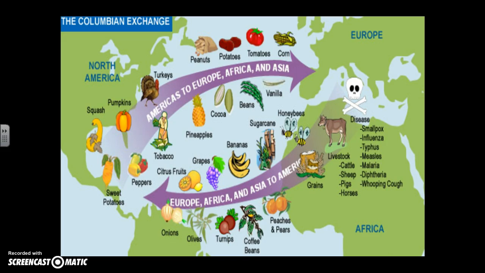But in Europe, sweet potatoes, peppers, squash, pumpkins, turkeys, tobacco, pineapple, cocoa, beans, vanilla, corn, tomatoes, potatoes, and peanuts did not exist in Europe or Asia or Africa. So only in North and South America did those things exist. So this is called the Columbian Exchange.